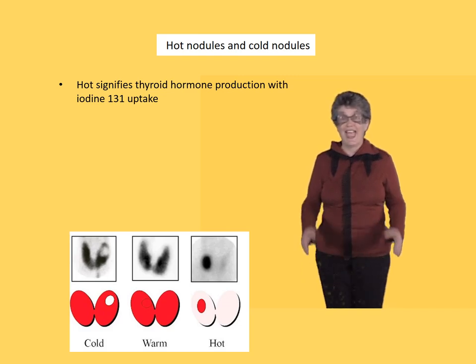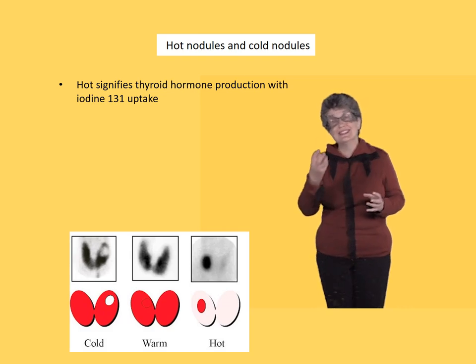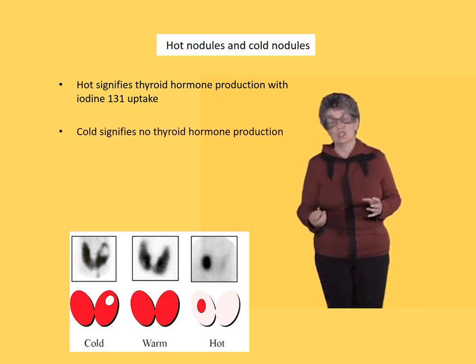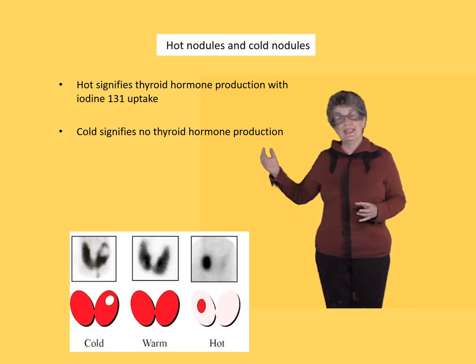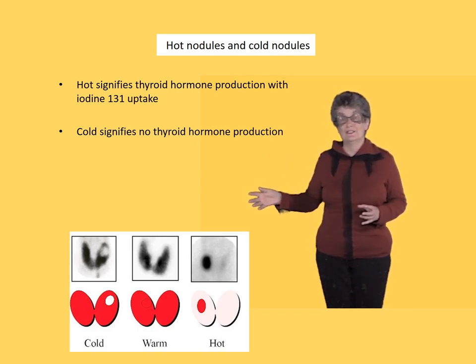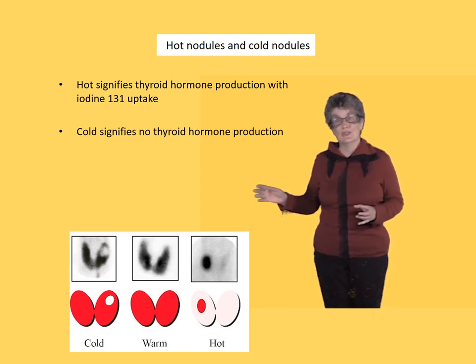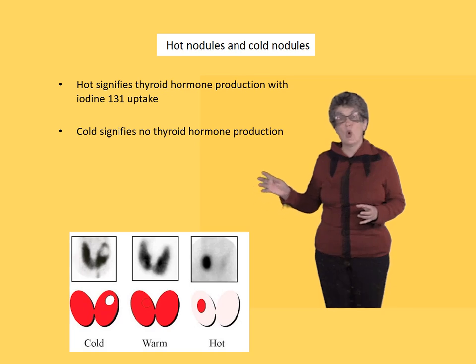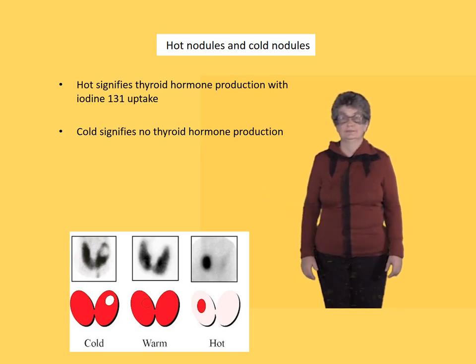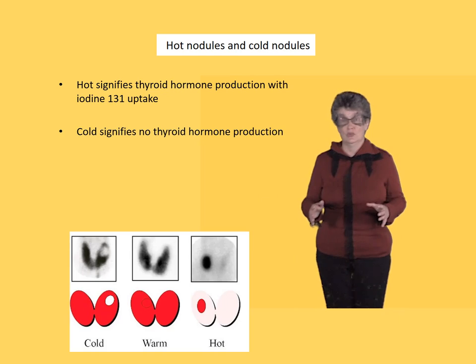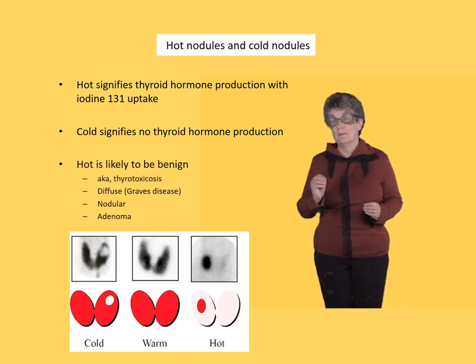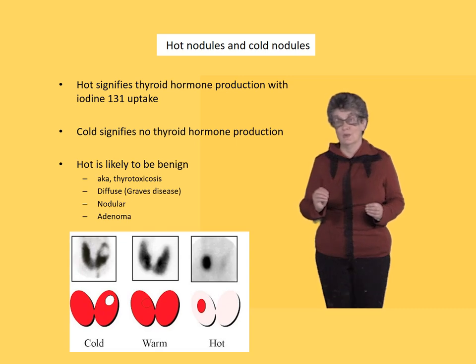If we have a cold nodule, there is a decreased production of thyroid hormones in this area. You can see in the picture on the left lobe of the thyroid has an area of non-uptake, because it's a cold nodule. Hot nodules are much more likely to be benign because papillary carcinoma of the thyroid does not produce hormones.